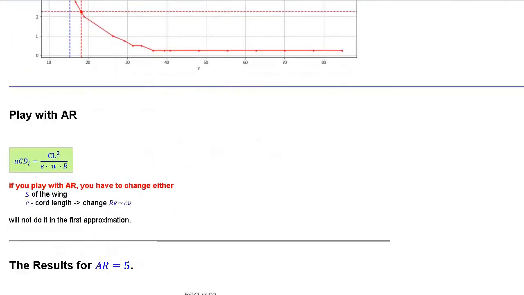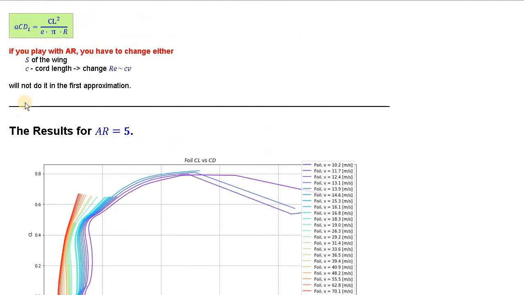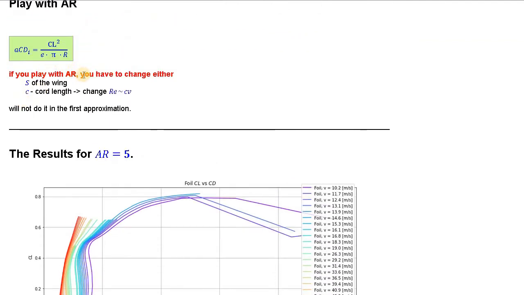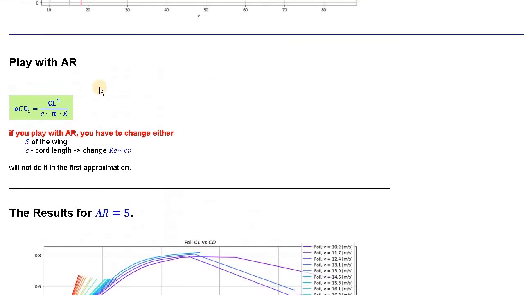So we're going to use this simple equation to play with the aspect ratio of the wing, and we also have to make a few notes that if you, let's say, increase the aspect ratio of the wing, you would have to either increase the area of the wing, or you would have to reduce the chord length.